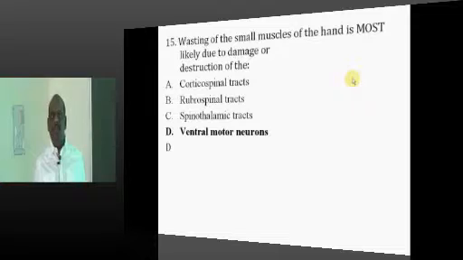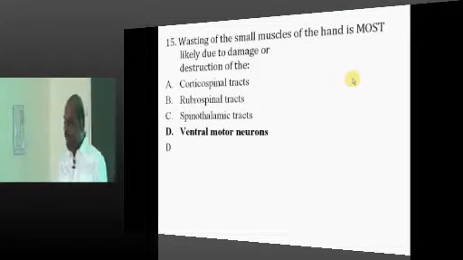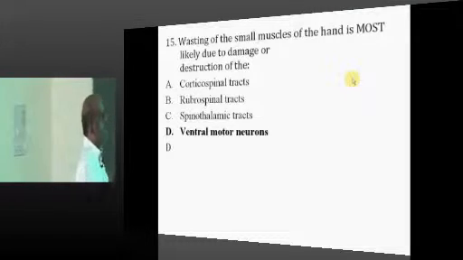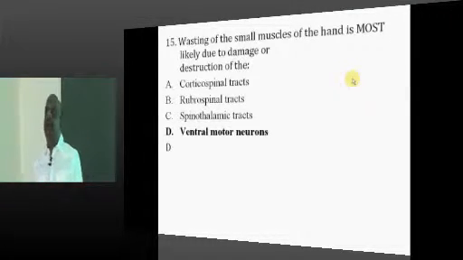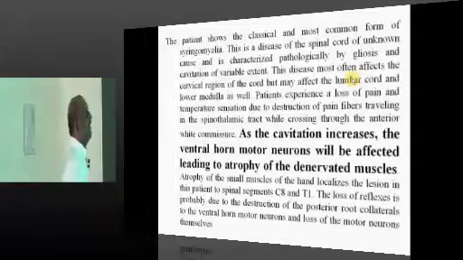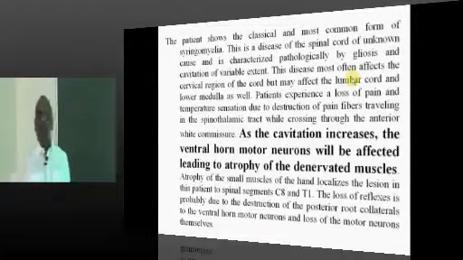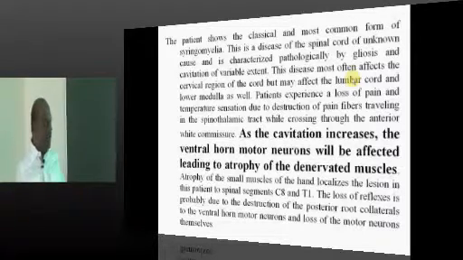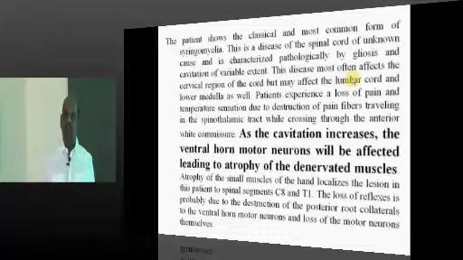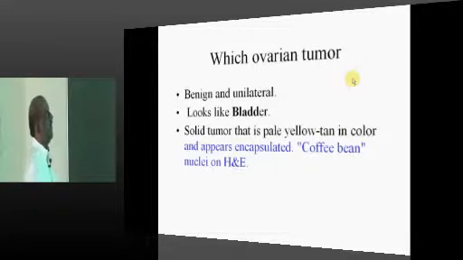Now, some patients of syringomyelia develop atrophy of the small muscles. Typically, why does atrophy occur? Whenever anterior horn cells get affected. Hence, in syringomyelia, when the cavitation increases, the ventral horn neurons will get affected and that will lead to the atrophy of the small muscles of the hand, is what we need to remember.